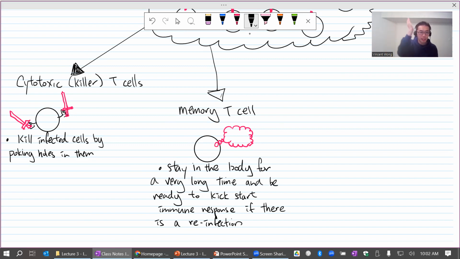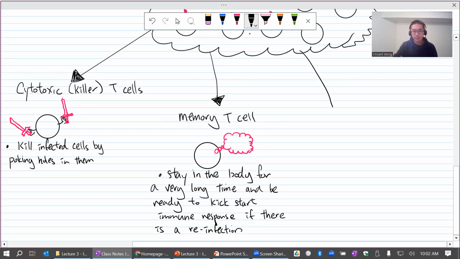So they could become killer T cells, they could become memory T cells. It's like you guys, after you graduate from the pre-health program, you can become practical nurses, you can become paramedics. There are different options. Here is a third option. They can become a suppressor T cell.